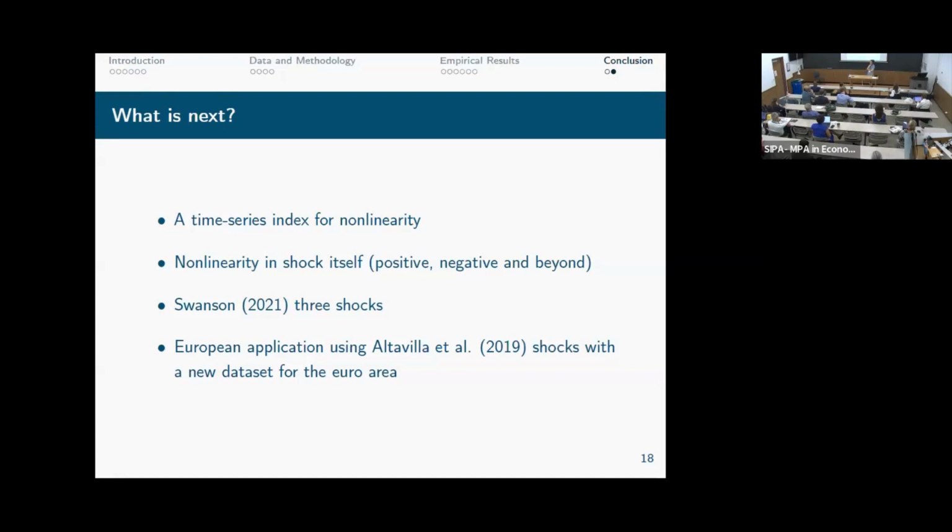You might have a positive shock in a recession having a different effect than a negative shock, or a positive shock in an expansion. So I don't know. I mean, it's more kind of trying to see what's the takeaway here.